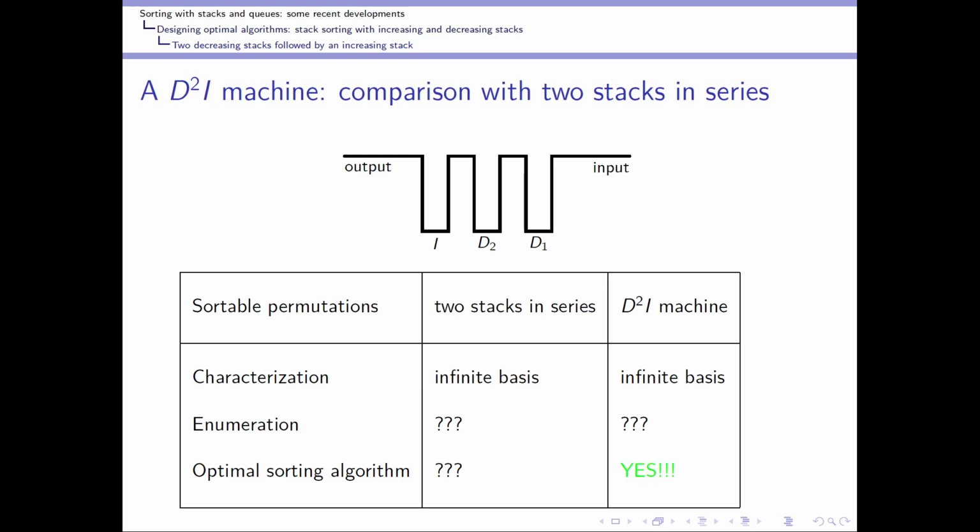Instead, there is a major difference concerning the existence of an optimal sorting algorithm. In fact, there is no known optimal sorting algorithm for the general 2 stacks in series problem, whereas we are able to describe one such optimal sorting algorithm for the DDI machine. And this will be the first result that I would like to illustrate in my talk.